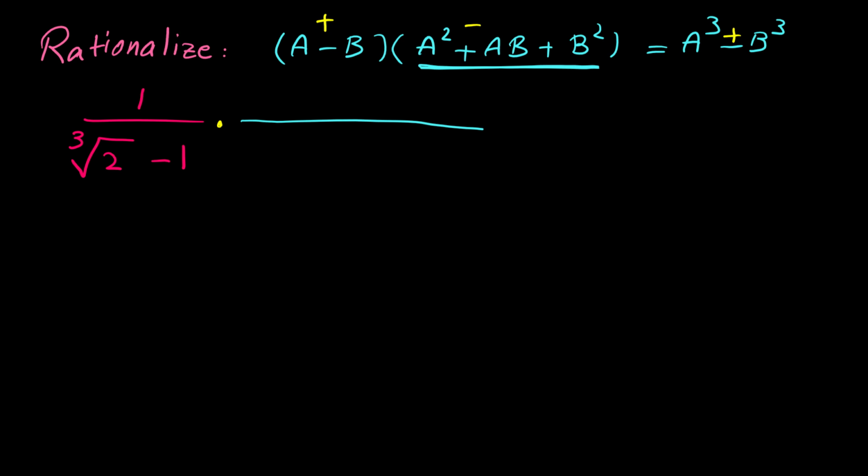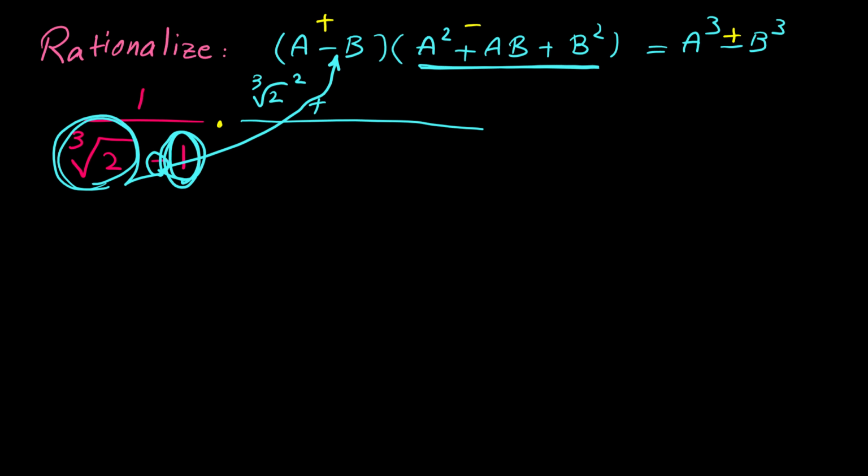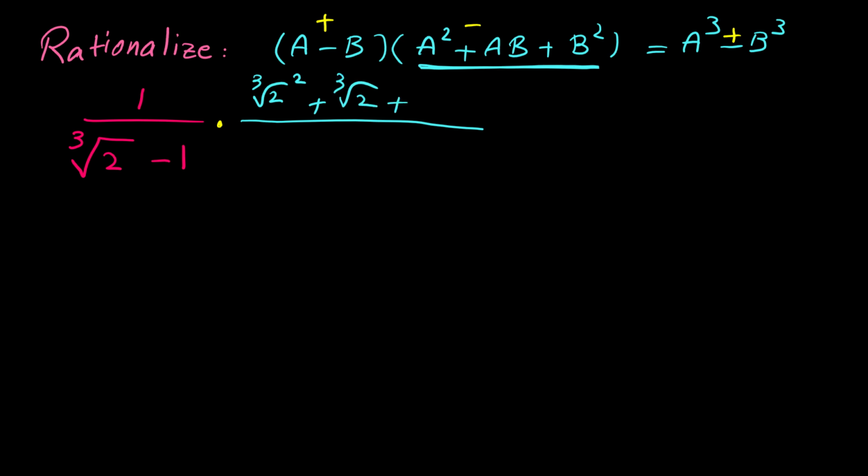A to the 2, what is a? A is this, so the cube root of 2 to the 2, which you can write as the cube root of 4. But let's write it as the cube root of 2 to the 2, plus ab, a times b. Attention, b is only 1. The minus is for the formula. A times b is only the cube root of 2 times 1, which is the cube root of 2. So plus the cube root of 2, plus b to the 2, b is 1. And we multiply the denominator by the same thing, the cube root of 2 to the 2.